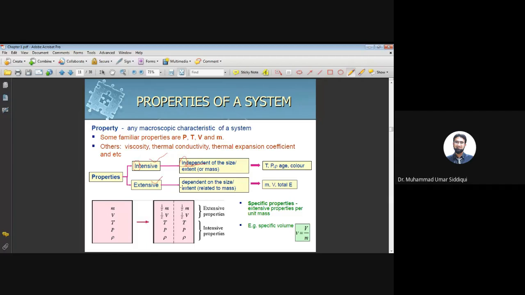Now let me give you another property, volume. Suppose you have a glass which is filled with water, so it's going to occupy some volume, right? Now you have that volume of the water. Now you throw half of the water away. So what do you think? Will the volume reduce because you throw half of the mass out, or will it remain the same?